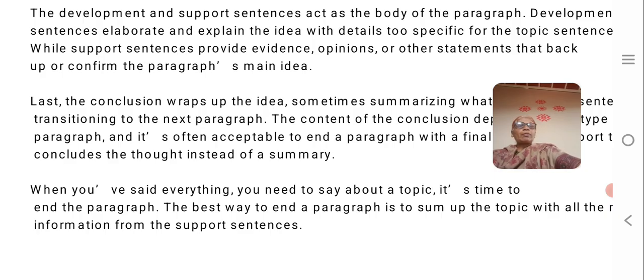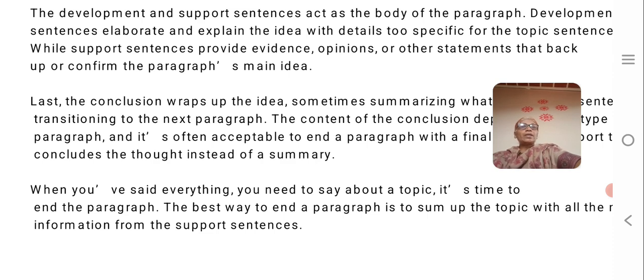So, the structure of a paragraph has three parts. One is the topic sentence, the second one is the supporting details, and the last one is the conclusion. The conclusion wraps up the idea. It summarizes what is being presented or it transitions to the next paragraph. It gives a link for the idea to be continued in the next paragraph.